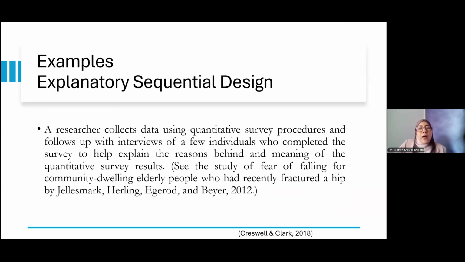Now, I'll re-explain it with an example. One of my MA students conducted a study about code switching among Tunisian immigrants in France when they come back to Tunisia, whether they code switch or not. So we began with a questionnaire. She collected the data and analyzed it.